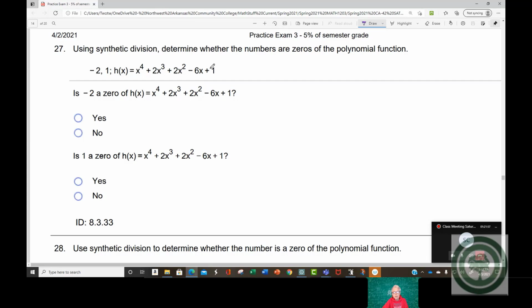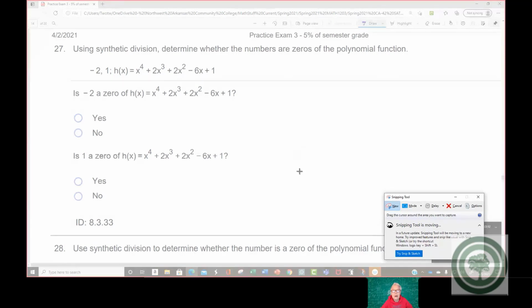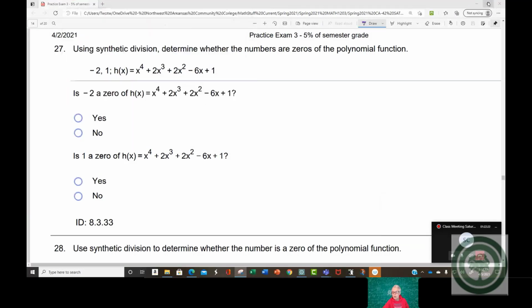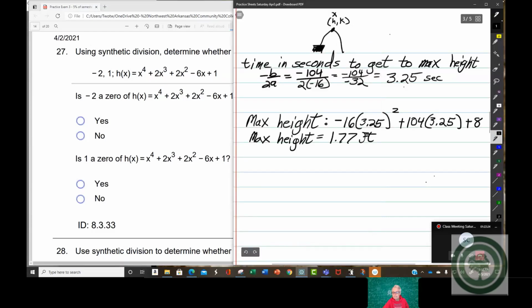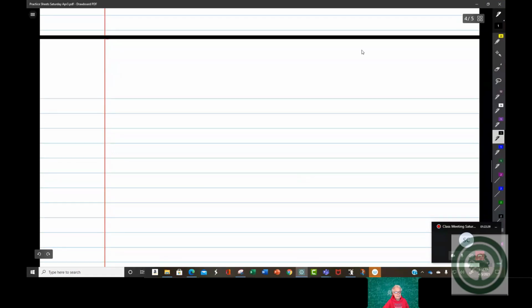Plugging a number into a really long polynomial can be a total pain. But there's an easier way, and we're going to look at it. An easier and quicker way. So I'm going to move this over to my scratch paper, and we're going to do this.